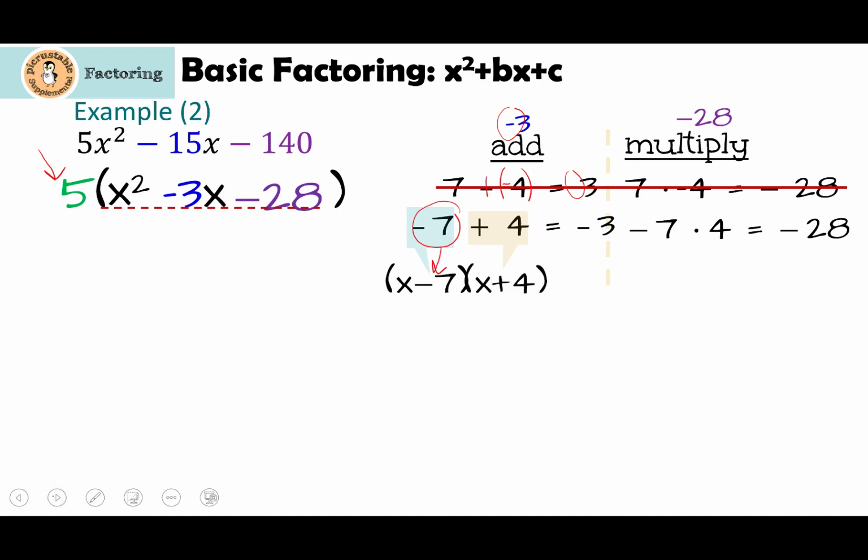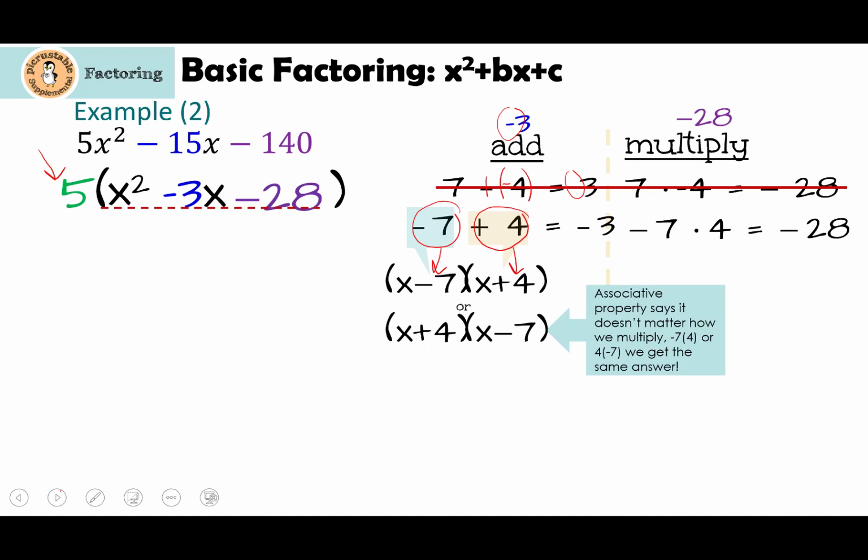And then our other parentheses, of course, we're going to have x plus 4, and that comes from right here. And once again, remember, we could also write it as x plus 4 times x minus 7. Remember, that's the associative property. Doesn't matter how we write it. When we FOIL, like I showed you in the last one, they're going to turn out to be the same.